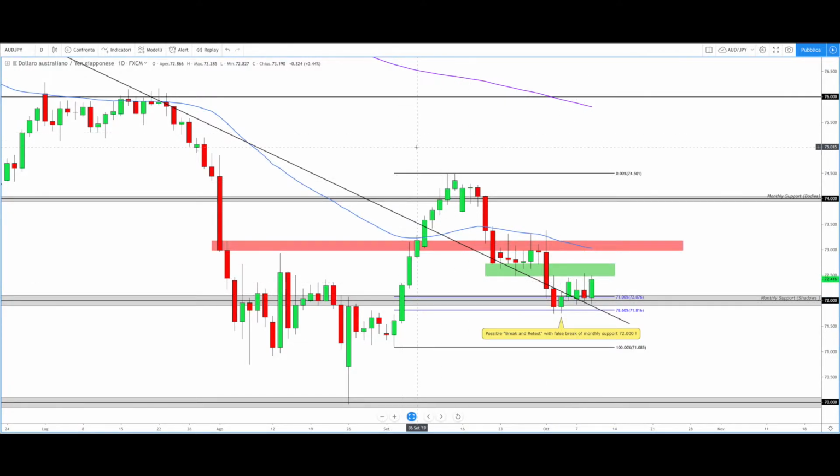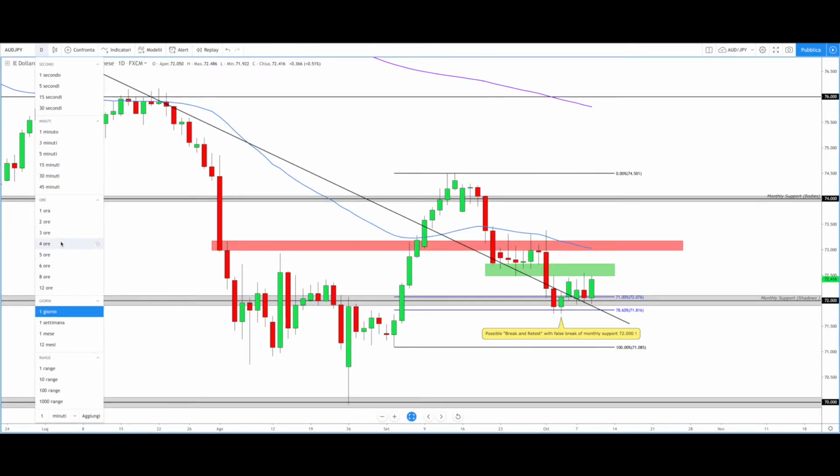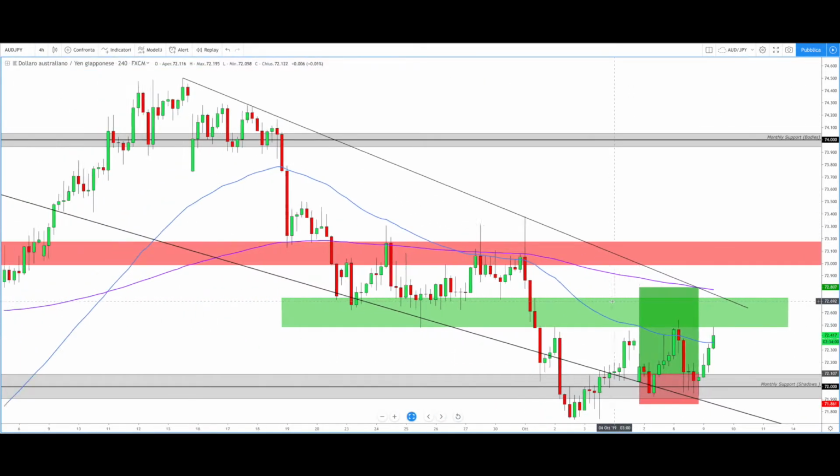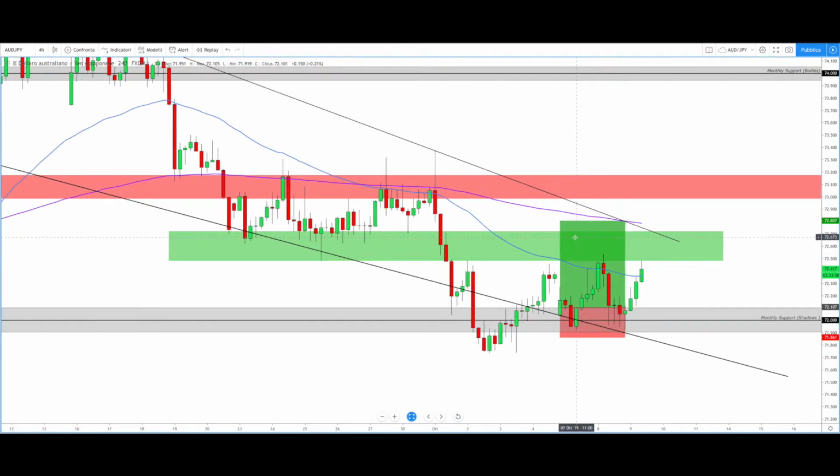But for the setup of this week, we needed to go on the 4-hour time frame. Obviously on the daily time frame, after this break and retest, the main direction was bullish, because I expect a new bullish movement. But to find the right entry point, we need to go on the 4-hour time frame.